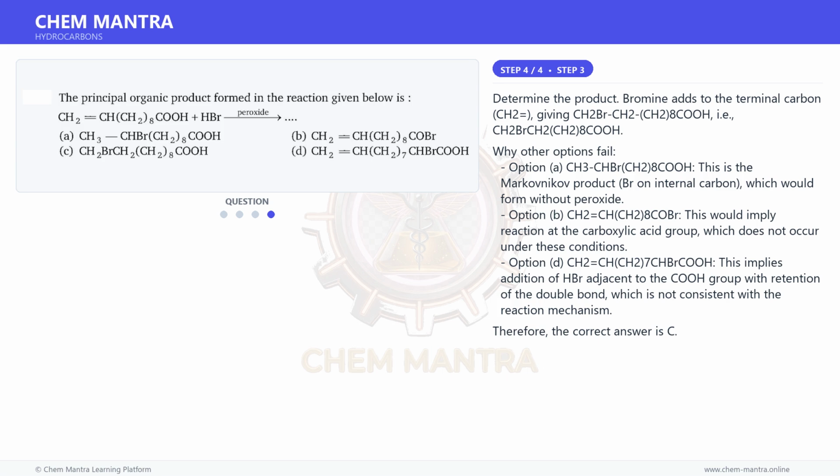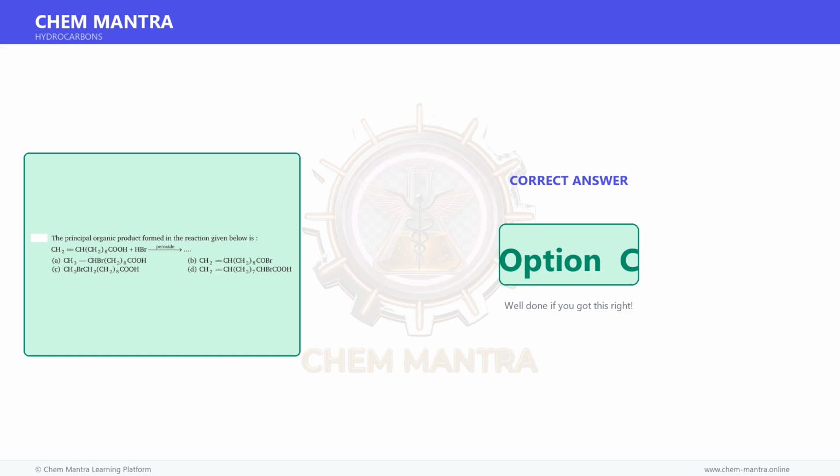Option D, CH2=CH-CH2-(CH2)7-CHBrCOOH. This implies addition of HBr adjacent to the COOH group with retention of the double bond, which is not consistent with the reaction mechanism. Therefore, the correct answer is C. Therefore, the correct answer is option C.